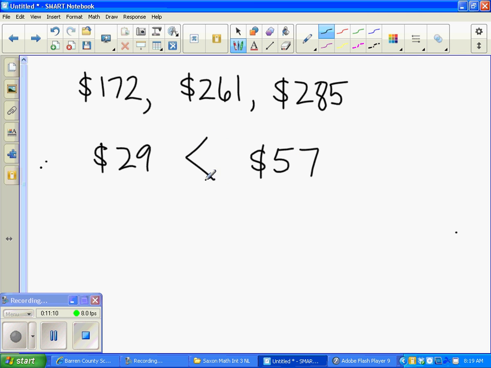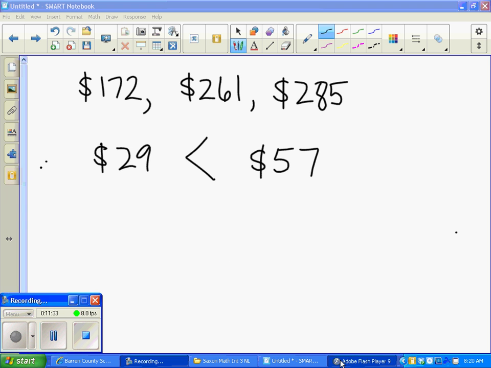Yes, less than, because if we read this left to right, we're going to do it. Everybody together. Get ready. $29 is less than $57. I know you know how to put the alligator eating the big one. I know that. What I don't know is if you can read it from left to right in the correct way. So that's what we're really practicing, okay?